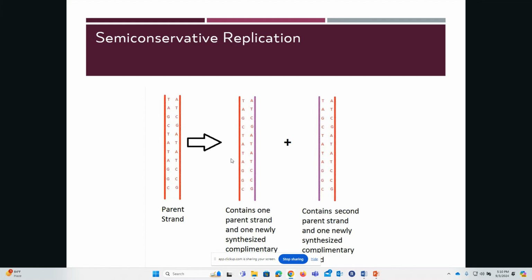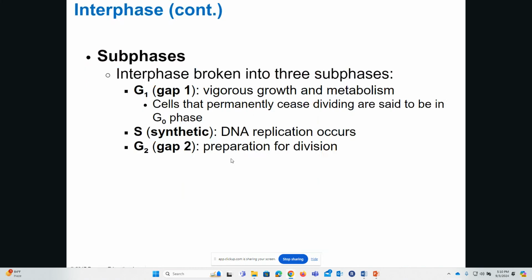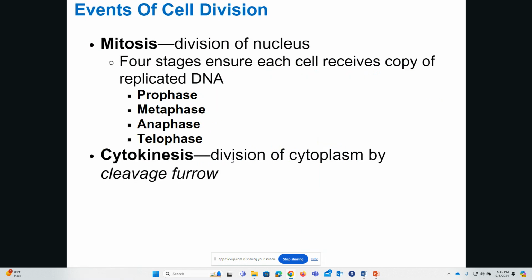That's where you have a parent strand, and those strands separate, and each parent strand creates its new strand, and uses base pairing rules to make those new strands complementary. So the two new strands created are semi like the old strand, or half and half. This semi-conservative replication occurs during S phase, or the synthesis phase of interphase. And that's all going to occur before we get to mitosis.